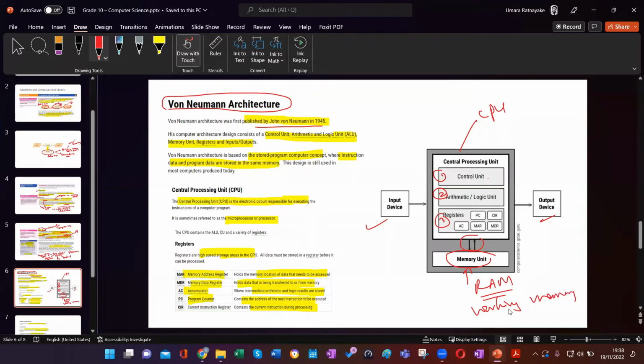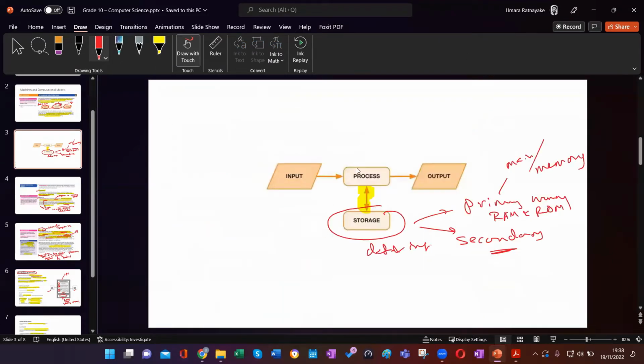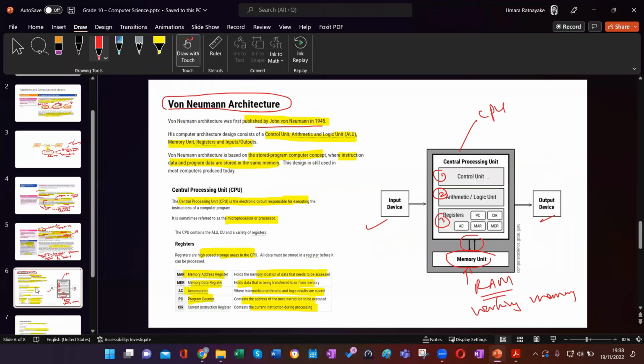This is where right now you are listening to me, and I am teaching. We all work in RAM. So RAM is the one which is supplying all the data and instructions to the CPU. In the earlier diagram, this was connected to process. So that was an overall diagram, where the storage can be primary memory or secondary storage. But when it comes to von Neumann architecture, it has to be more detailed. That's why you get all these components.